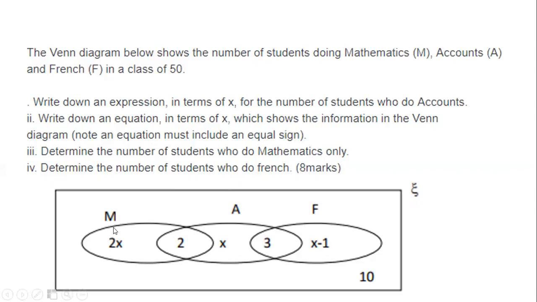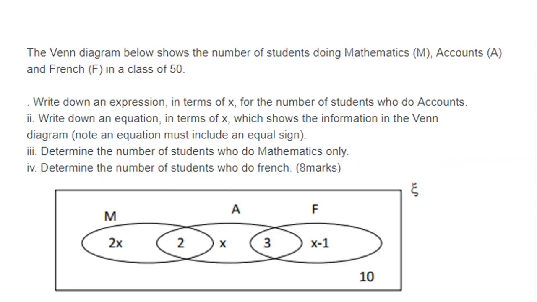Now, 2x is where it is in maths only. The number 2 is telling us the number of students who do both maths and accounts. This x right here is showing us x only, the number of students who do accounts only. Where the 3 is, it is showing us the number of students who do both accounts and French. And x minus 1 is telling us the number of students who do only French. And the number 10, of course, is saying to us the number of students who do neither maths, accounts, nor French. All right, good.